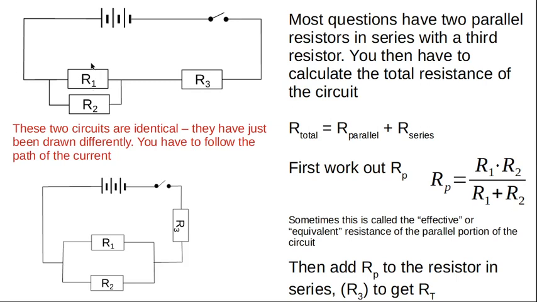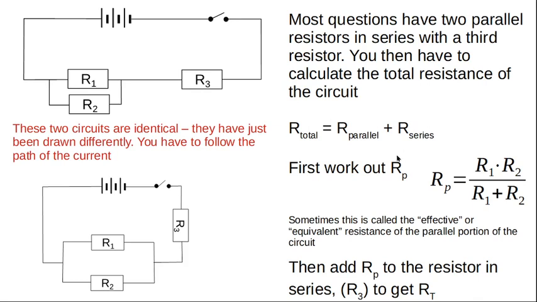These two resistors together will have one effective resistance. And then once we've calculated this one effective resistance, we can look at this as a series circuit with R3 in series with the parallel resistance. So you can see I wrote it here. The total resistance is going to be the parallel resistance plus the series resistance.